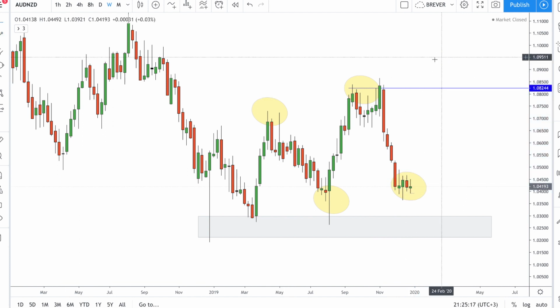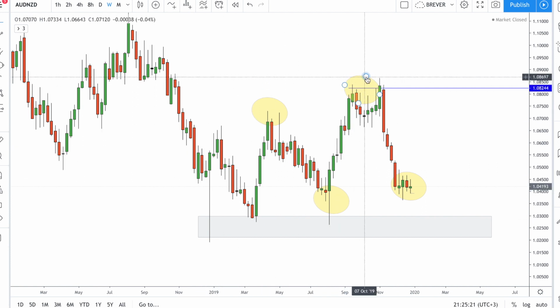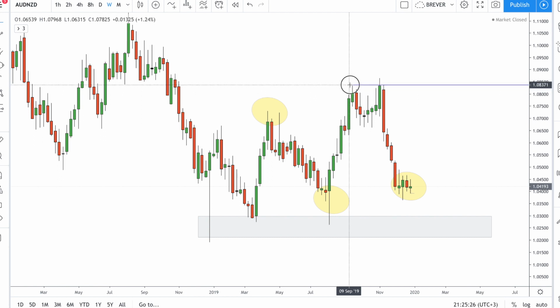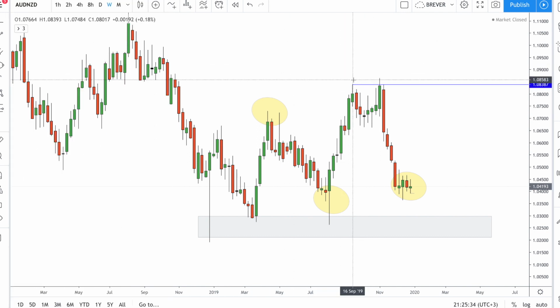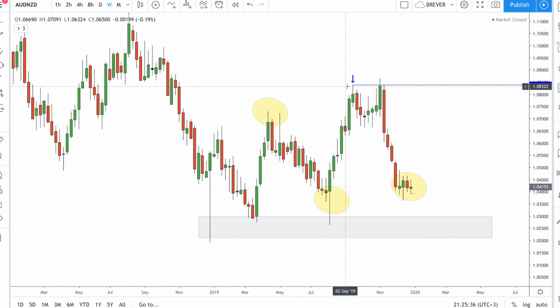But I would disagree on that, because we can see that we had formed a very nice double top at this previous swing high, just indicating that there is more bearish momentum than bullish in the market. This just indicates to us that bears are stronger than the bulls in the market. That's why we saw this nice impulsive movement.